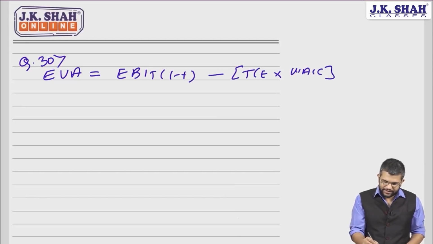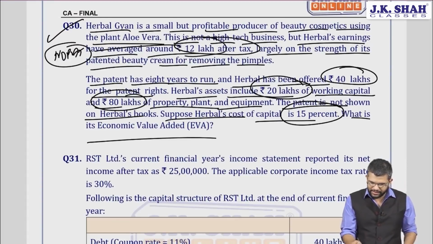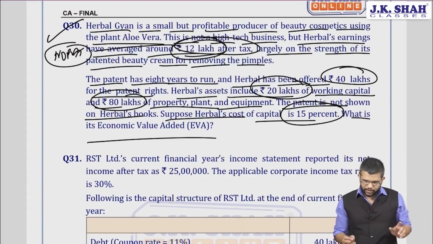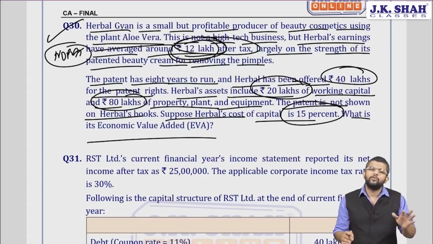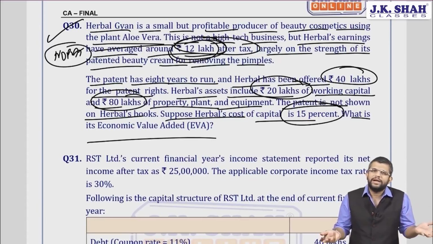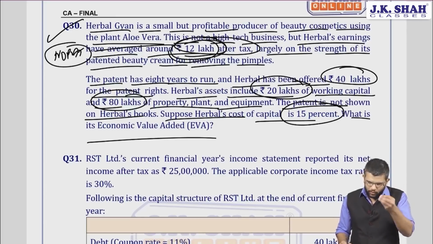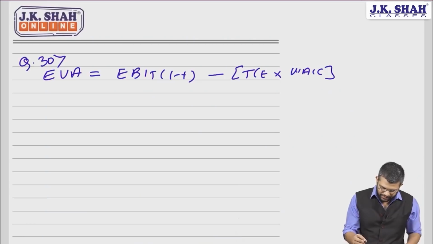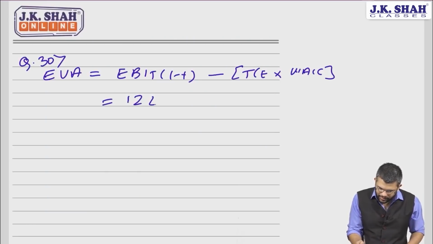Correct? Children, as far as EBIT post-tax is concerned, they have given it to you as 12 lakhs. See, there is no interest or debt mentioned in this question. So this 12 lakhs I will assume to be EBIT post-tax only because there is no interest in the question. So this 12 lakhs, children, I took it as NOPAT, that is EBIT post-tax. So straight away I'll write down here equal to 12 lakhs minus.